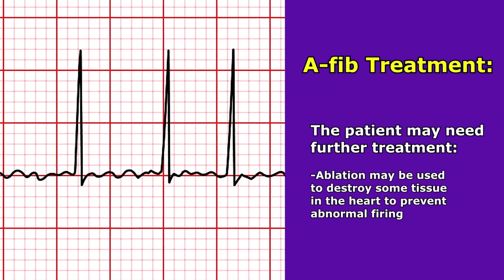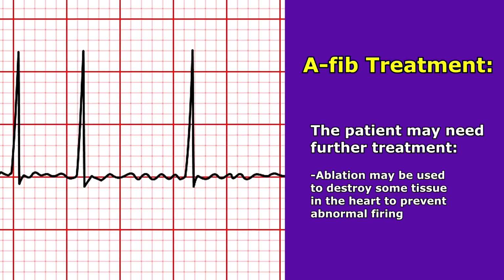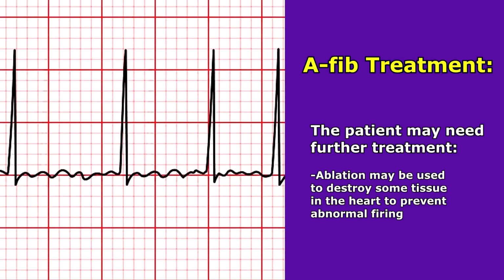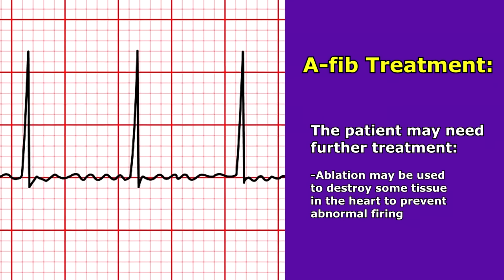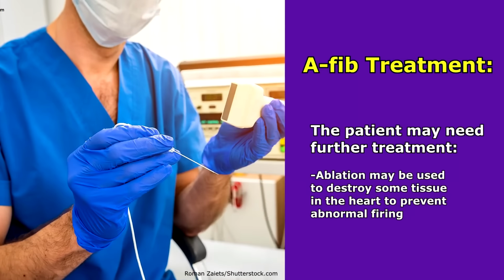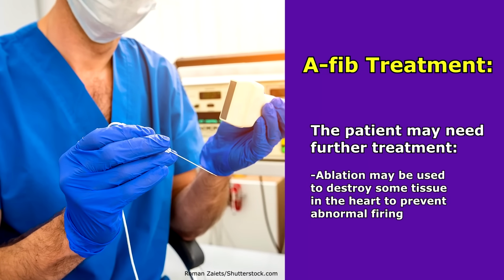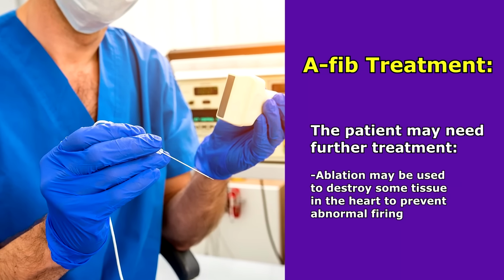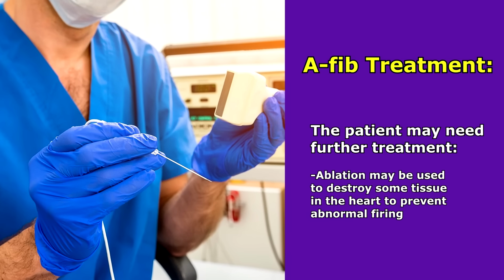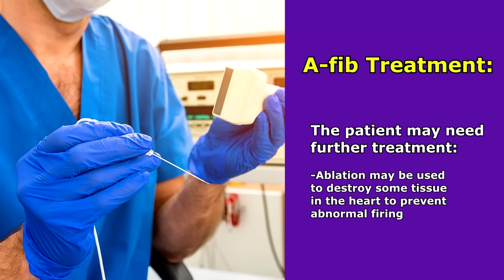And then sometimes the patient needs further treatment because sometimes it just doesn't work very well. The patient continues to go in atrial fibrillation, so they may consider doing an ablation. And an ablation is a procedure that ablates, hence that word means destroys or erodes, some of the tissue in the heart to prevent it from abnormally firing like this in the future.